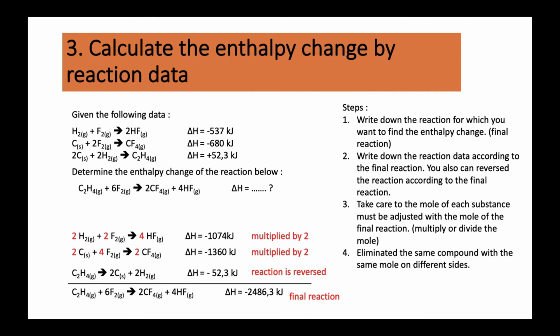Eliminate the same compound with the same mole on different sides. There are the same compounds, the same elements, that is C and C, on different sides. And there are elements, that is hydrogen, 2 hydrogen on different sides. So we can eliminate these elements, and add up all the values of each reaction. Take care with the values. They could be positive or negative. And this is the value.